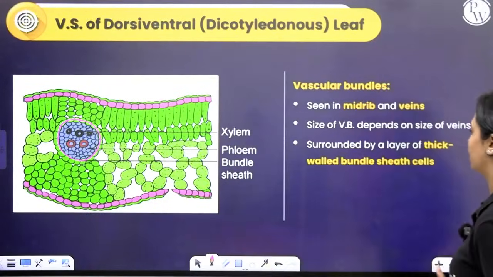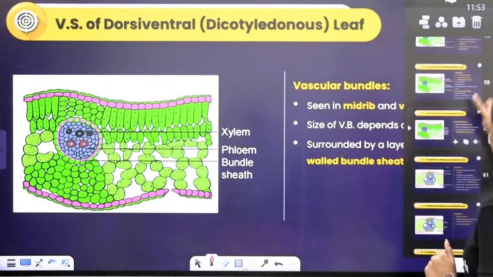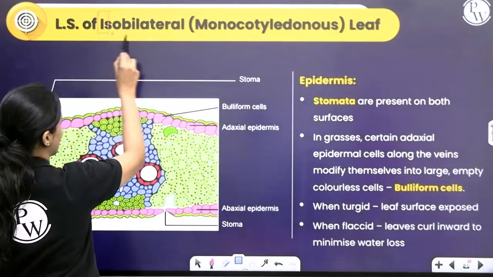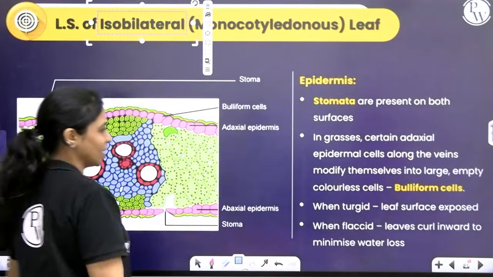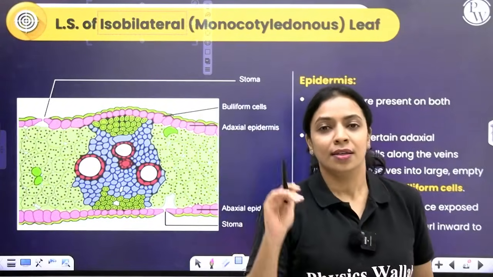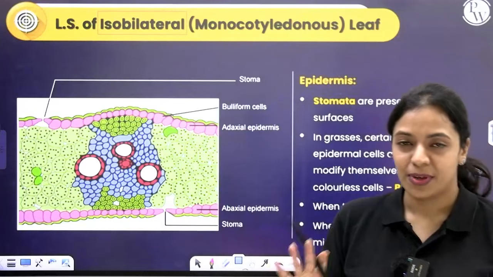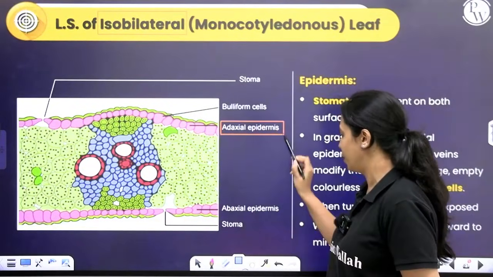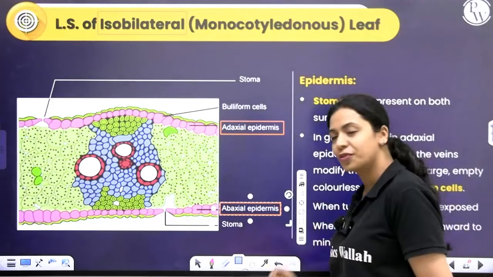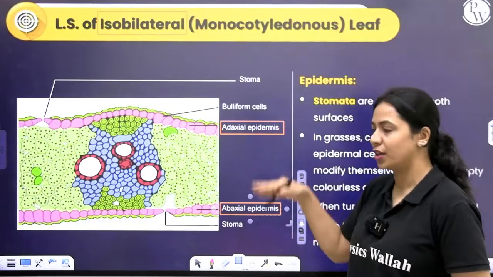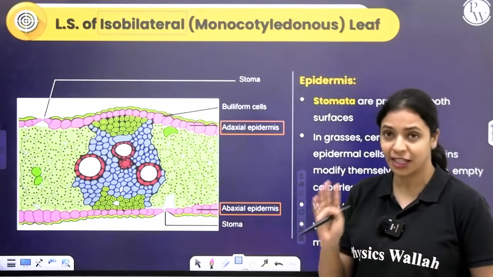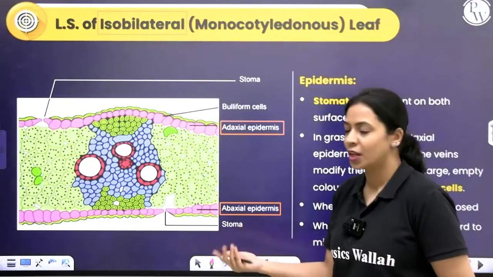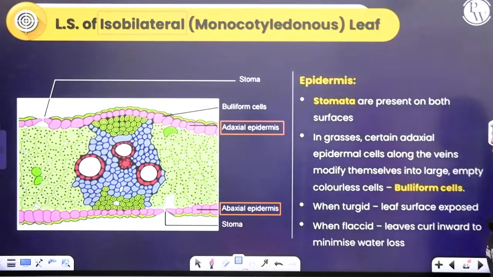Okay, now let's talk about monocot leaf, which is also called isobilateral leaf, which means upper epidermis, lower epidermis, not much change, pretty much the same. Here the upper epidermis and lower epidermis are called the same thing. Upper is adaxial and the lower epidermis is abaxial. Here there is no difference in the distribution of stomata. Upper and lower, in both you can find nearly equal number of stomata. Here also you can find the presence of cuticle. Okay, stomata are present on both surfaces.